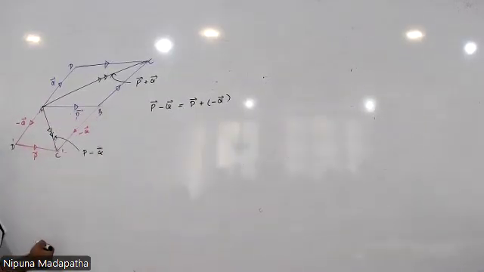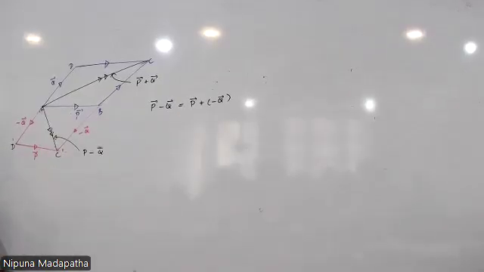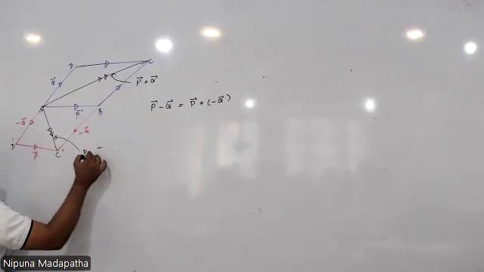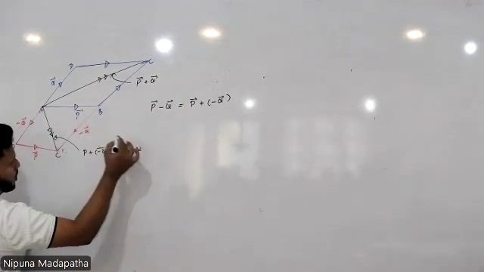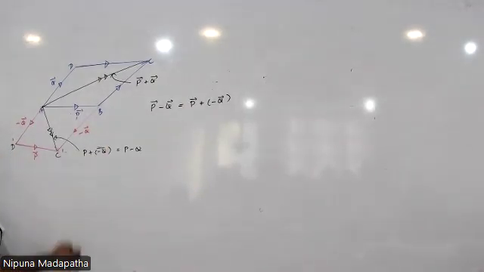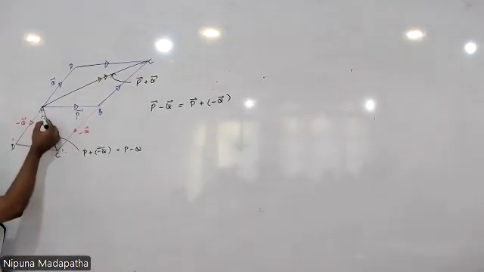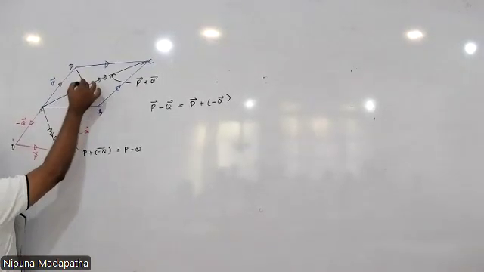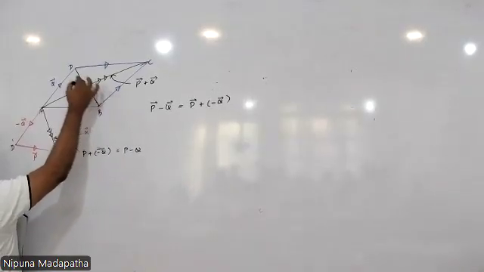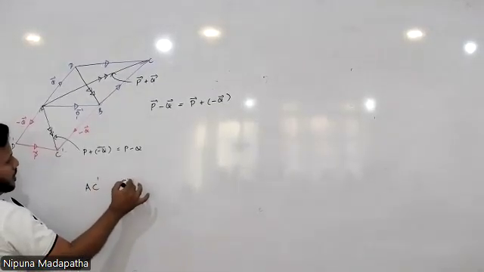This is a parallelogram. The vectors meeting at a point, the diagonal gives their sum. So this is equal to P plus minus Q, which is P minus Q. Vector subtraction is represented by the diagonal. So what can you say about diagonal AC dash and diagonal DB?